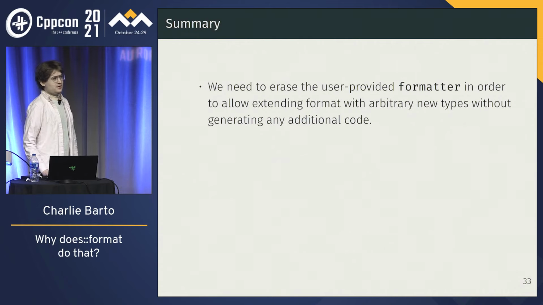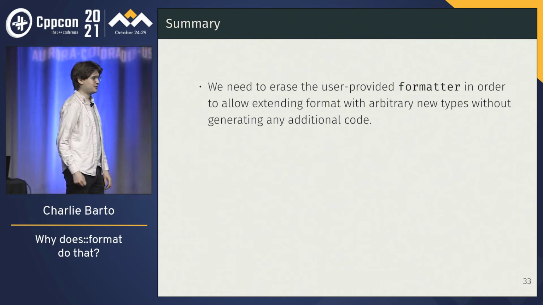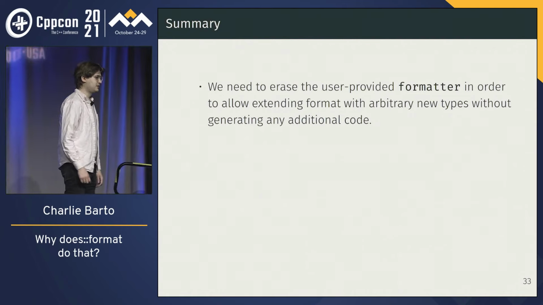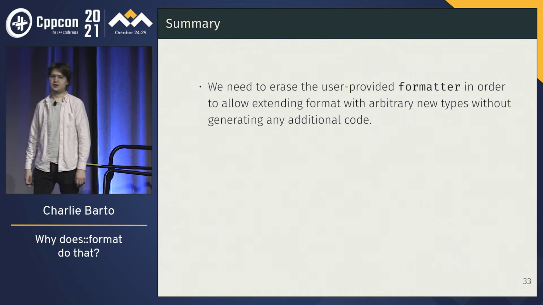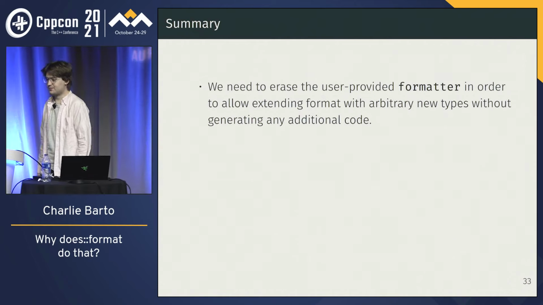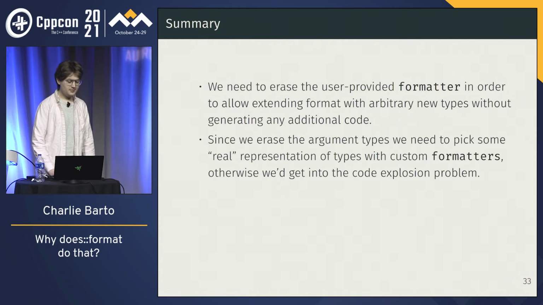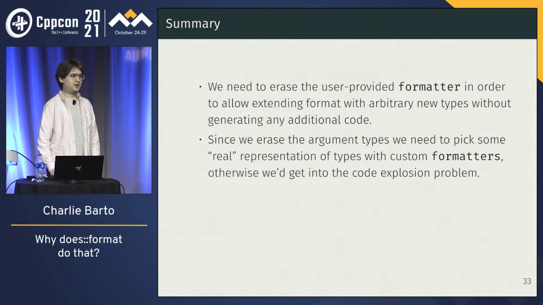So erasing the user-defined formatter format type is pretty critical. If we didn't do that, we'd get into the same situation as with the formatting arguments, where every time you give us a custom type that we haven't seen before, or if you give us types that we have seen before but in a different order, we'd have to generate all the code again. And we don't want to do that. We want to just use the same code and call a function pointer that does the right things. And because of that, we need to pick an actual concrete representation for these custom arguments that is the same for everybody. Otherwise, aforementioned problems.